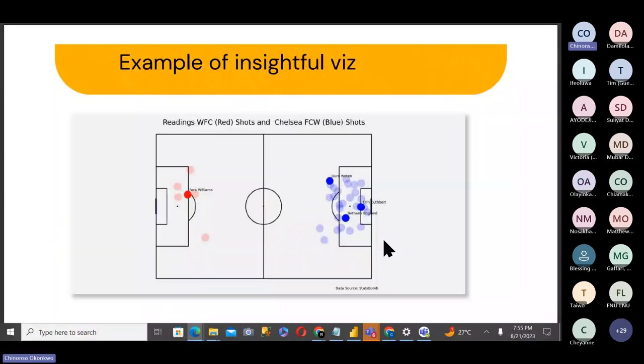Let's move on. So I have here an insightful viz, and I'll tell you what I think makes it insightful and what I think can be done to make it better. One thing you can see in this chart is the use of colors. The colors were grayed out, and the others were quite dark. And you can see a title telling you what this is: Reading Women Football Club shots and Chelsea Football Club Women shots. You can also see something this chart tries to do. Chelsea is known synonymously with what color? Blue. When you think of Chelsea, we are the Blues, obviously. So it tries to bring that in.